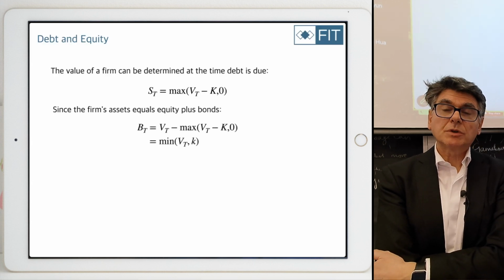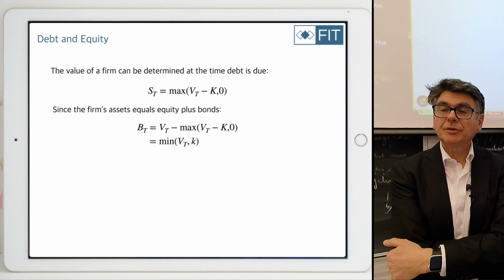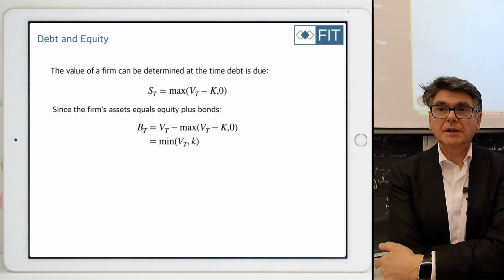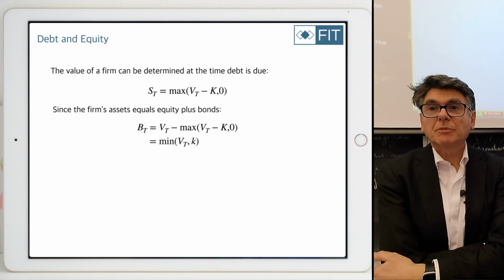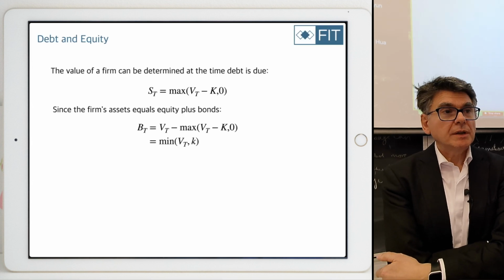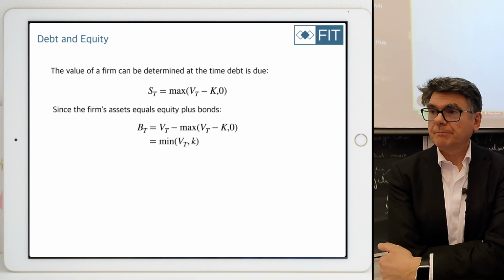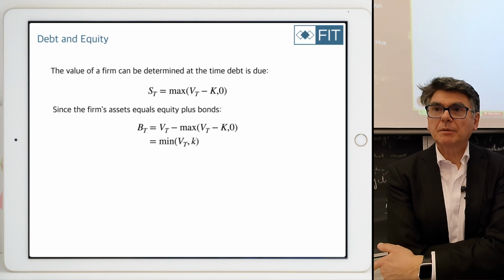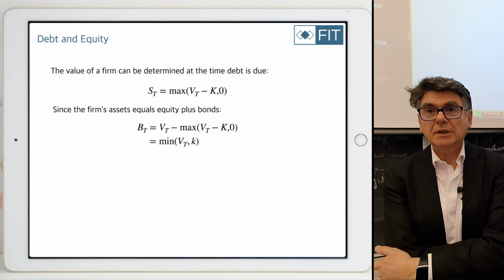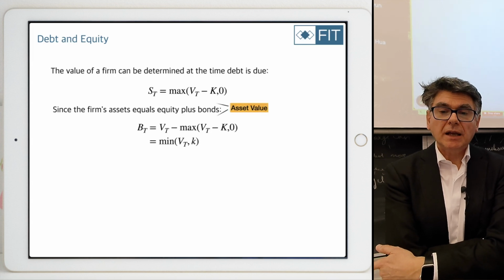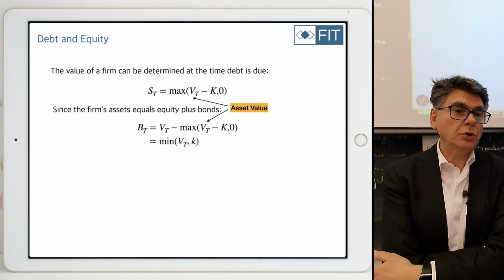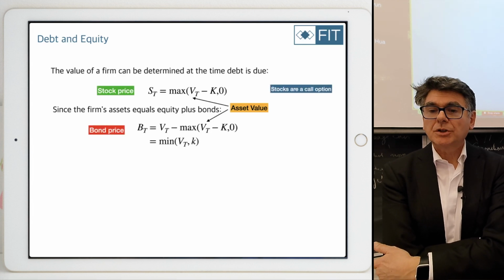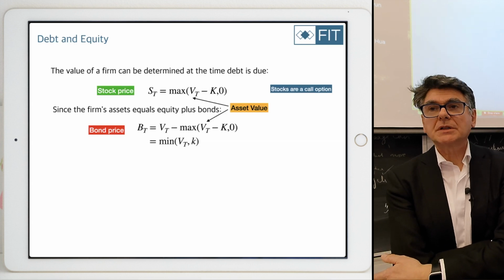Since the firm's assets equal the value of the bonds plus the equity, you can model the bond prices as the value of the assets minus the value of the equity, which is that maximum value. In other words, it is the minimum between the value of the assets and the strike price. That's what the bond value is. And this is another option. So Merton is telling us that both the equity as well as the bond itself are options. And the bond is like a short put. The asset value is there, the stock price is there, and the bond price is there. The stocks are a call option, and the bond is like a short put.